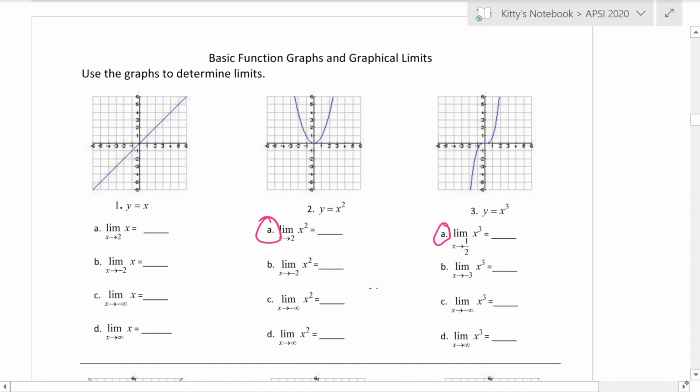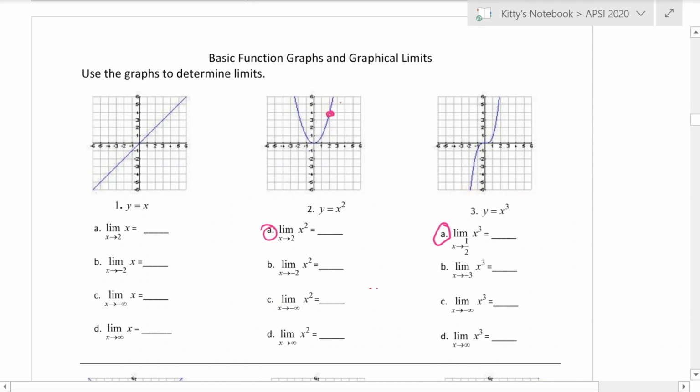All right, so we're going to start with 2a. It says the limit as x approaches 2 of x squared is. Now, what does that mean? What y value are you approaching? At 2, let's just look at the graph at 2 right there. Ooh, there it is.